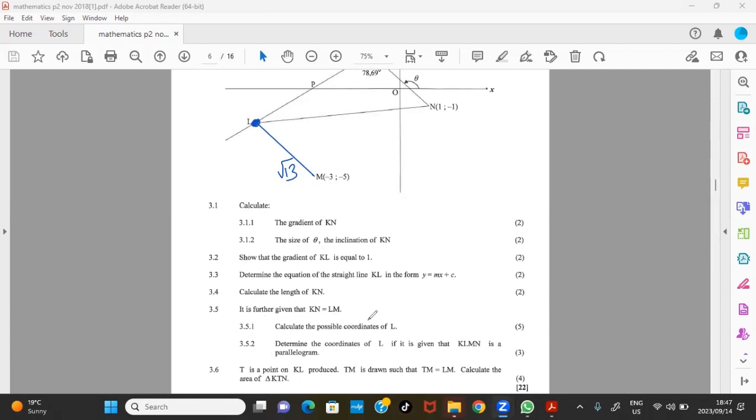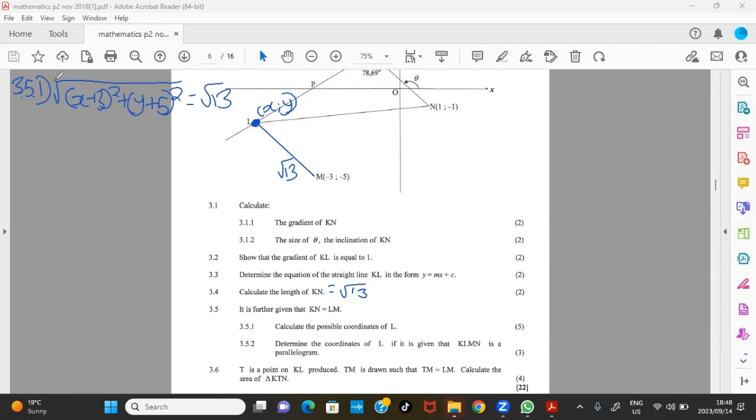3.5.1, calculate the possible coordinates of L. So to find L, we are going to have now 3.5.1. Then I'm going to have a square root of x, because this is x and y, okay? For L, I don't have them. So I'll have x plus 3 all squared plus y plus 5 all squared is equal to, then previously we found the length of n to be root of 30, so it's root 30.